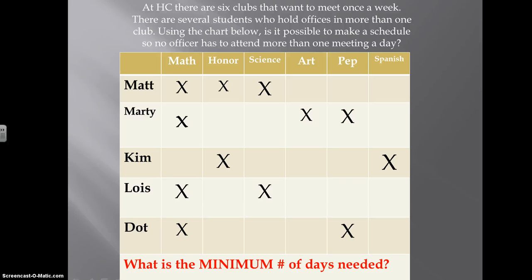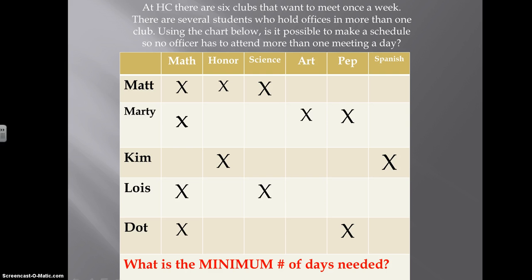We're going to start with this problem here where we have 5 students from Hinsdale Central. Each of them are officers in one of the 6 clubs mentioned above, and we're trying to figure out what is the minimum number of days it will take for all of these clubs to meet, because the officer needs to be at the meeting for each of the clubs that he is in.